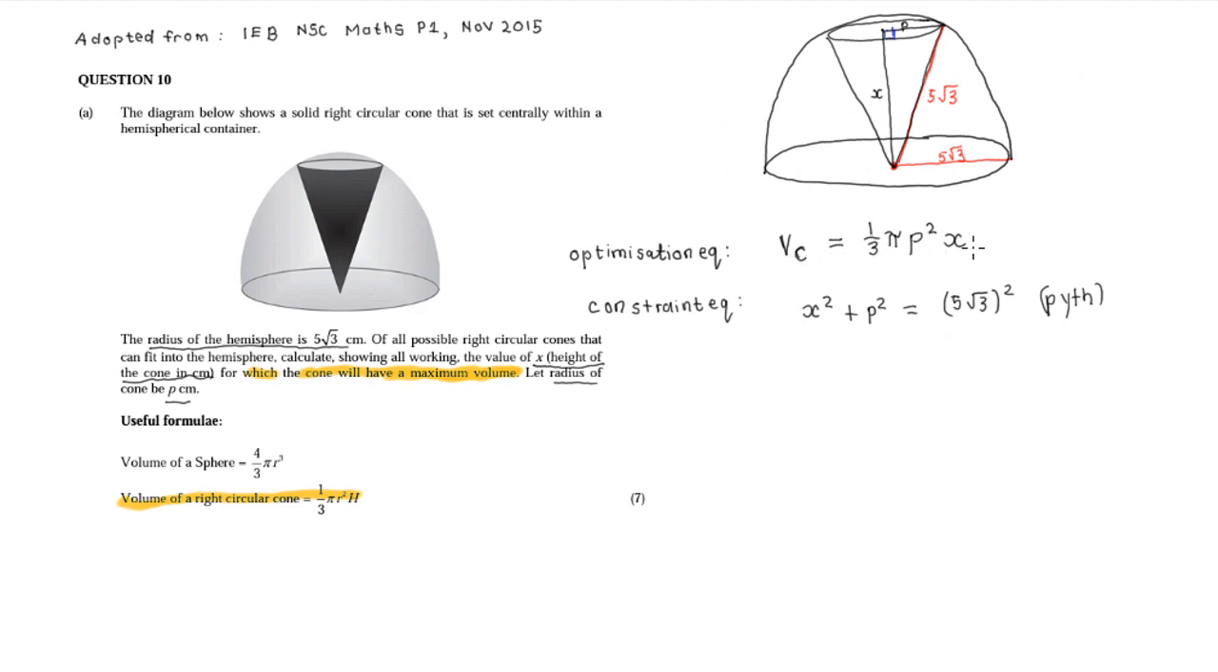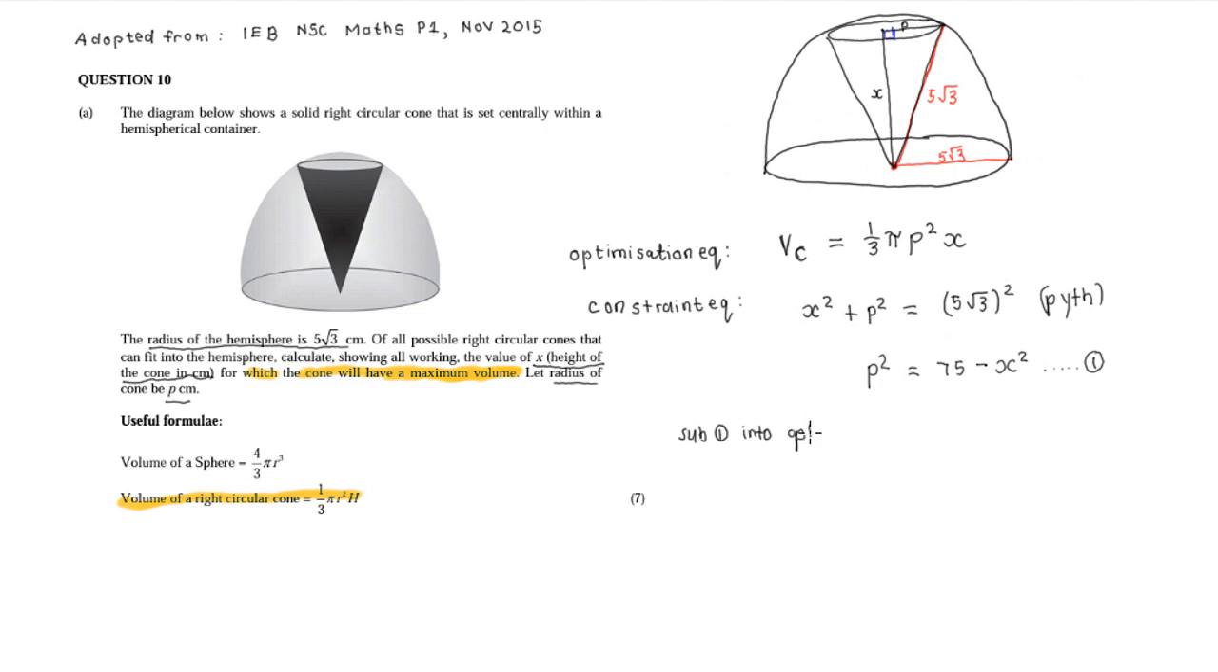Okay. So you can see that the easiest thing to do is then to solve this constraint equation for p squared, since we have a variable p squared in our optimization equation. So doing that, we'll have that p squared is equal to, well, 5 squared is 25, and 25 times 3, that is 75, minus x squared.